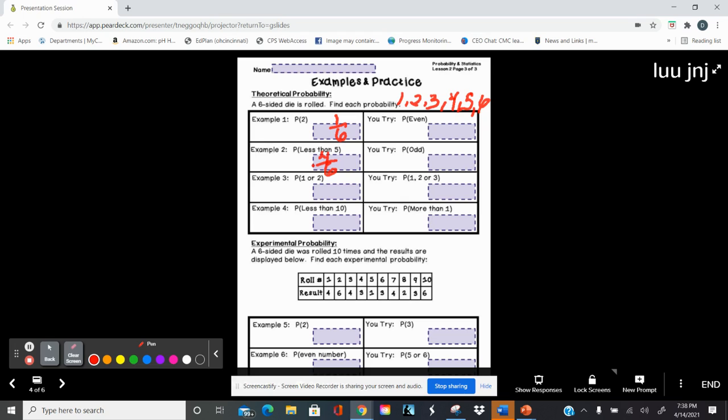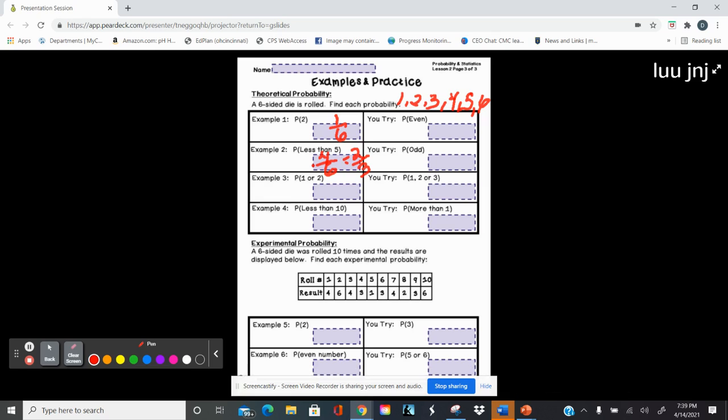However, we always have to make sure that this is in simplest form. We know that we can simplify 4 over 6. If we divide 4 by 2, we get 2, and if we divide 6 by 2, we get 3. So our answer is going to end up being 2/3 because we have to simplify it.